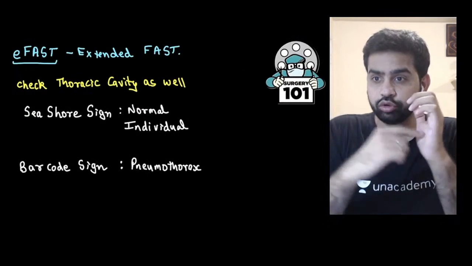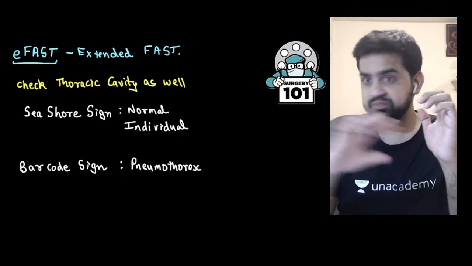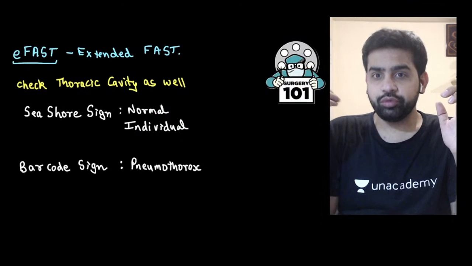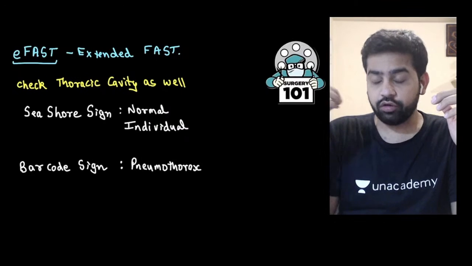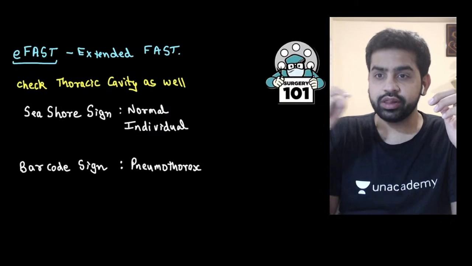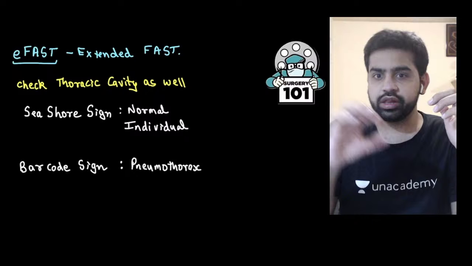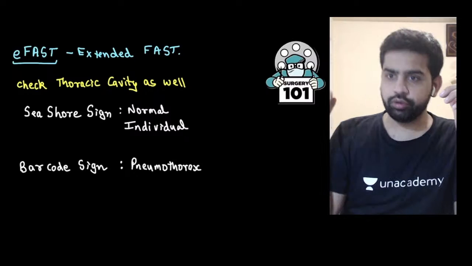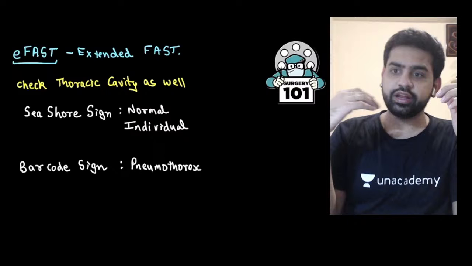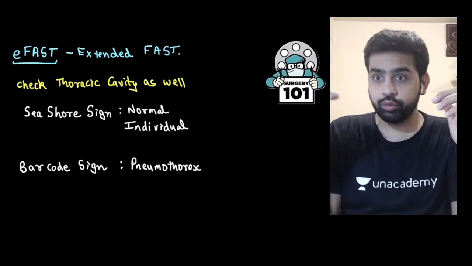Now, what you need to understand here is that when you perform a FAST, you cannot comment on whether the patient has a hemothorax or a hydrothorax or something like that. If you want to check for hemothorax and hydrothorax, you have to perform an e-FAST, which is called an extended FAST. Here, you keep your USG probe in the right and left thoracic region as well.